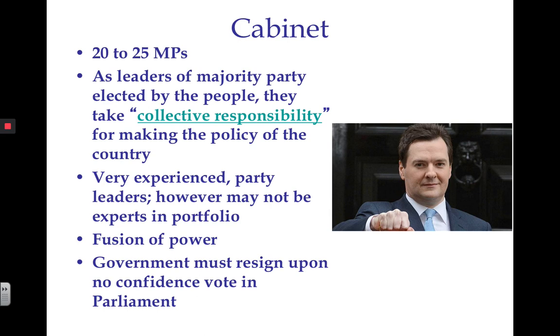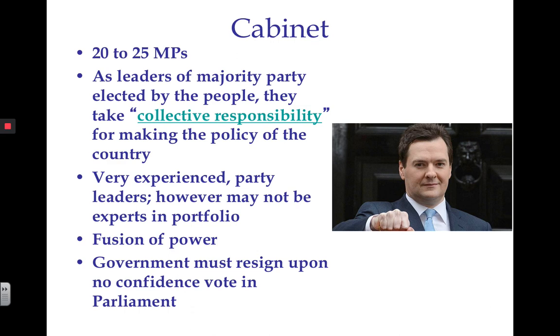Remember that they have to be members of Parliament. That's part of that fusion of powers that's critical in a parliamentary system. They do, in fact, get governed by that principle of collective responsibility, which is the notion that all cabinet members must publicly support the government's policy, or else they are expected to resign from the cabinet.